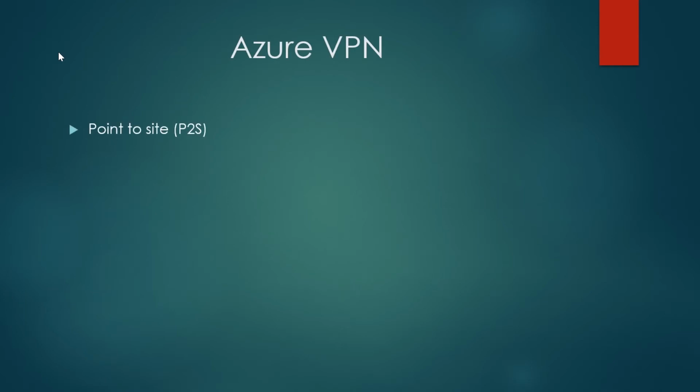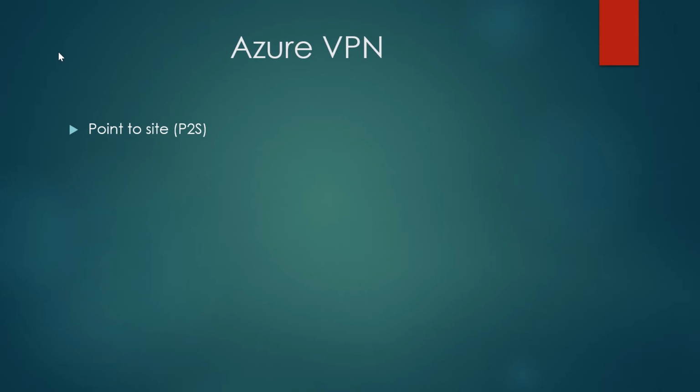So we have three types of VPN. The first one is point to site, P2S it stands for. P2S is simply when you have an Azure virtual network created in the cloud, and you have very few clients, like five or six, not about the numbers exactly, who want to connect to the Azure VNet virtual network.